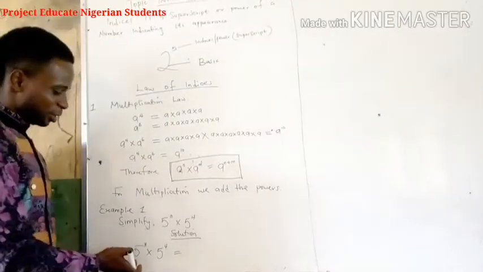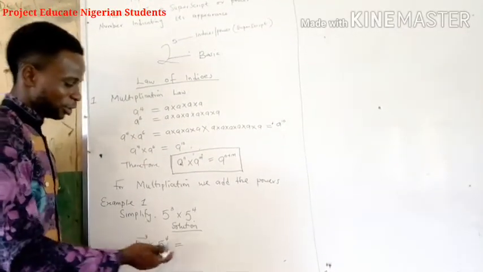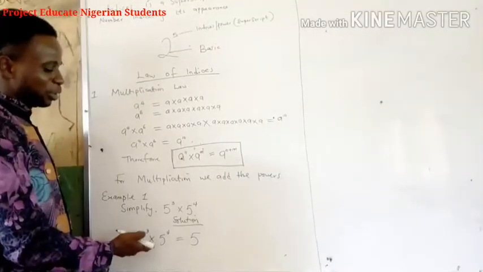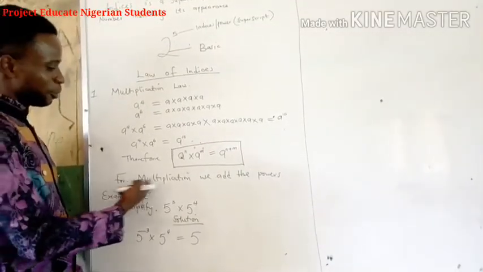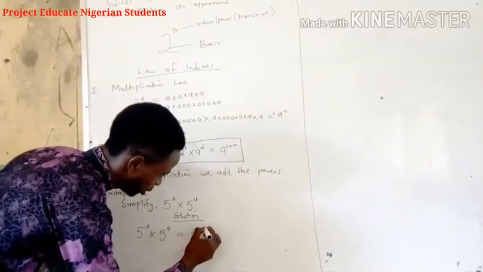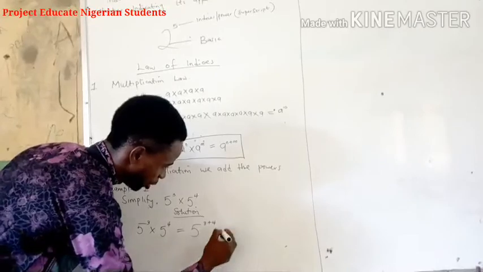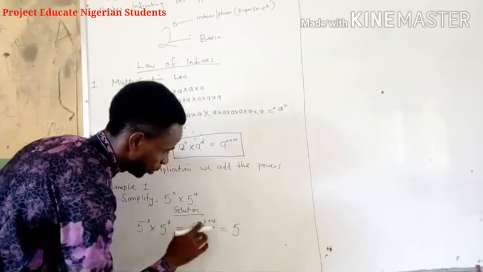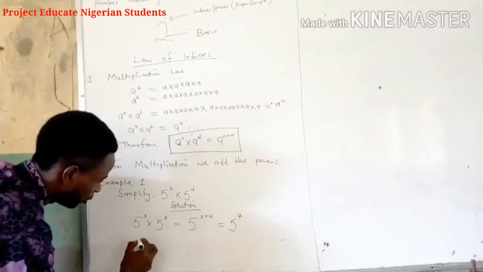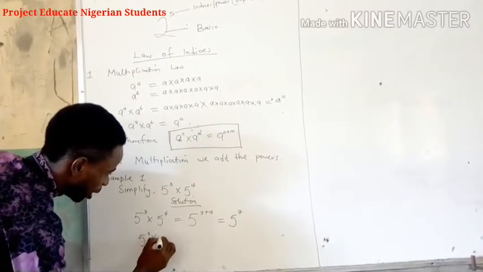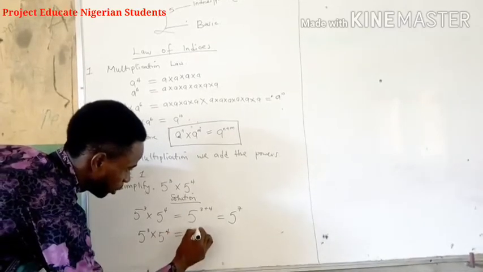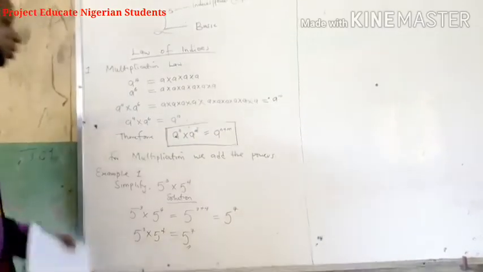So look, the bases are equal. Now you take one of the bases. Then in between the bases is multiplication, and for multiplication we add the powers. So we are going to add the powers here. 3 plus 4 is 7, so this is 5 raised to power 7. So it means 5 raised to power 3 times 5 raised to power 4 equals 5 raised to power 7. So this is the answer here.